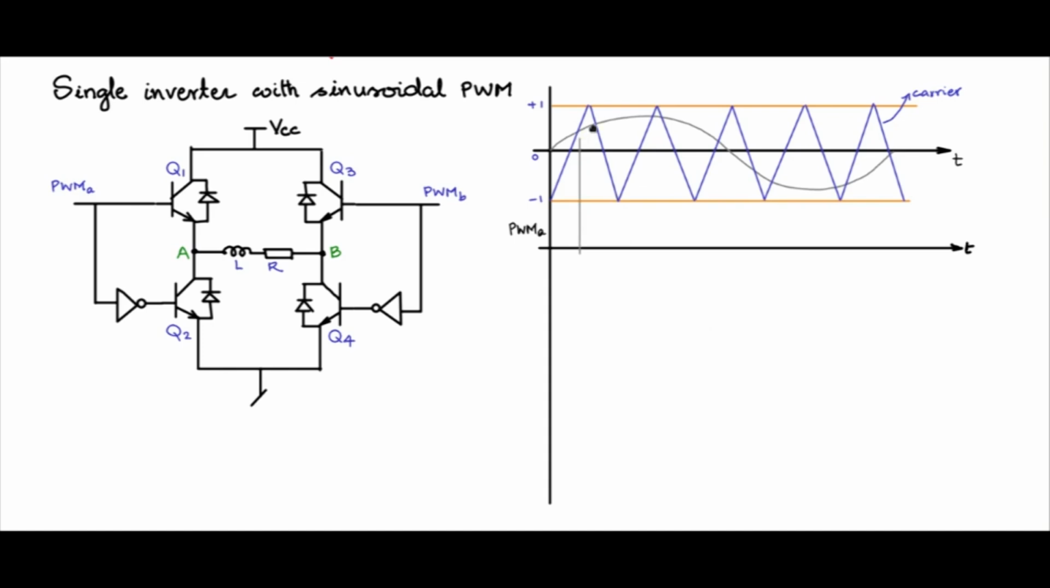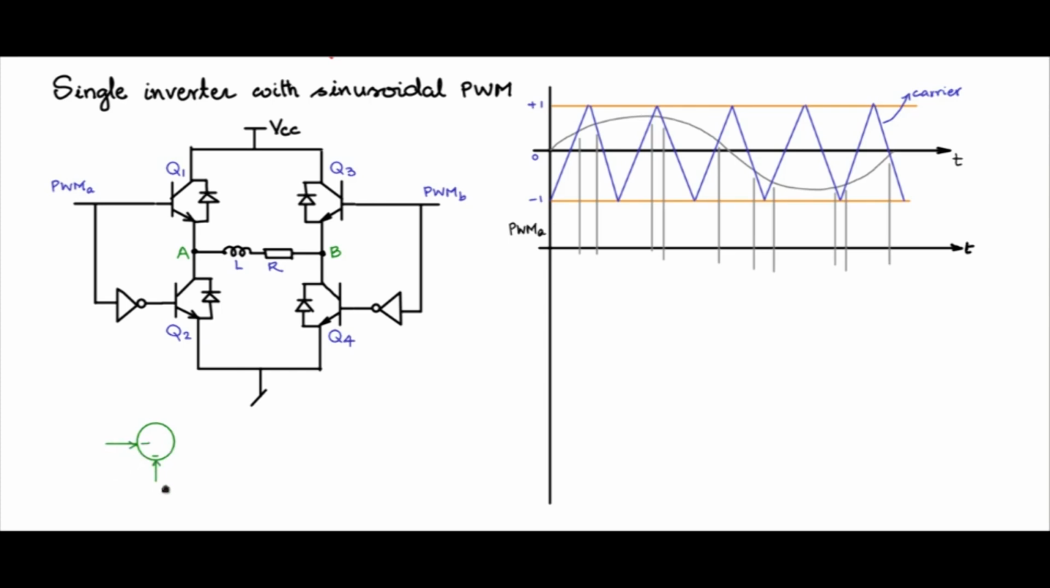So these are the intersection points, critical points, where the modulating signal is intersecting with the carrier signal. So let us mark those points and pull them down in this fashion. So the PWM A is generated in this fashion.